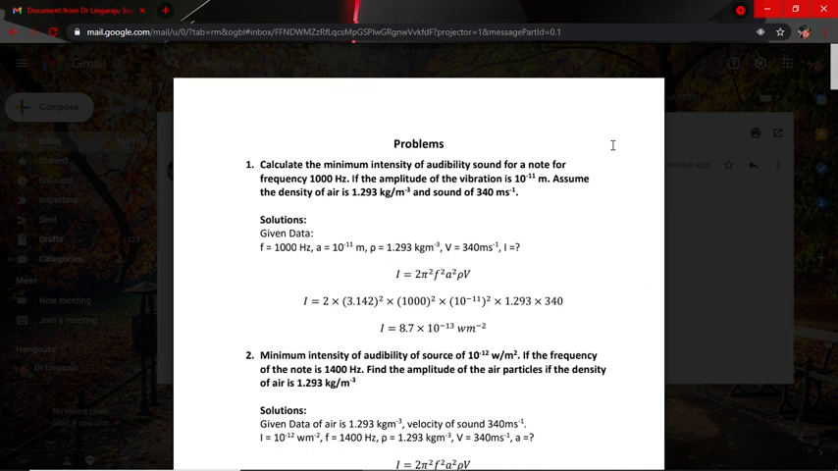Here we can solve around 7 to 8 problems. I will also give some problems, so you can solve them using the same theory concepts along with the formulas that I have already given. Using the concepts, you can solve them. First, we'll discuss problem number 1.